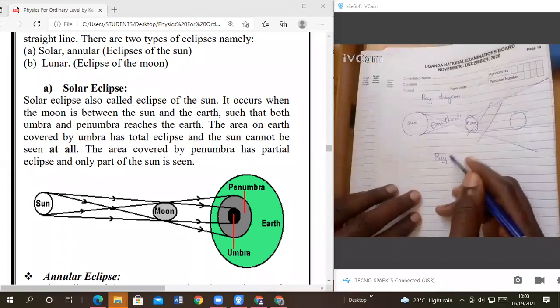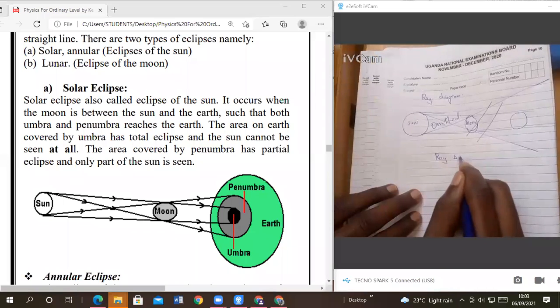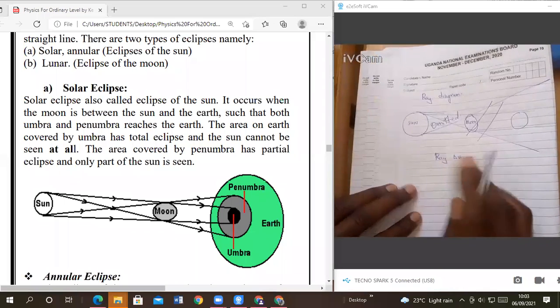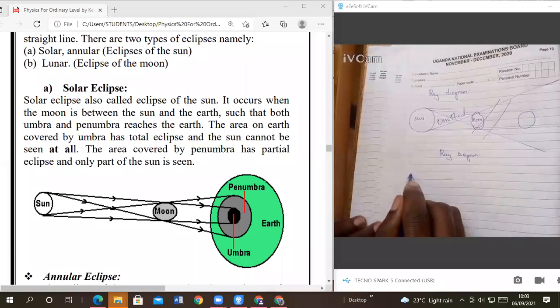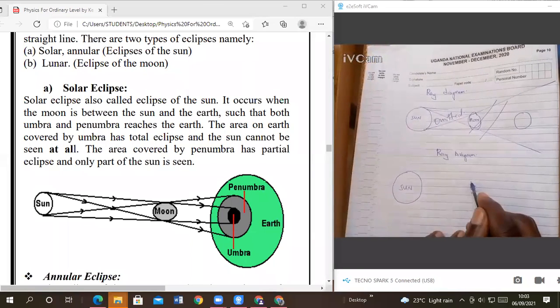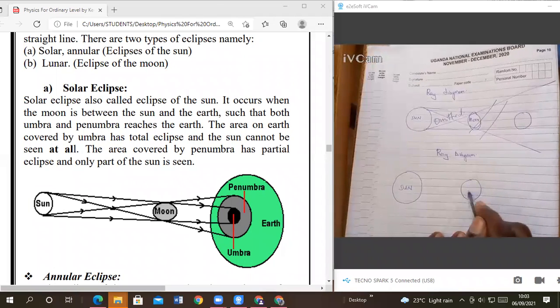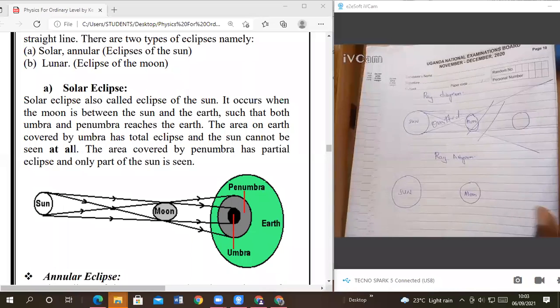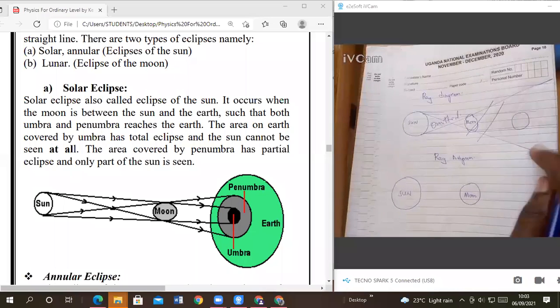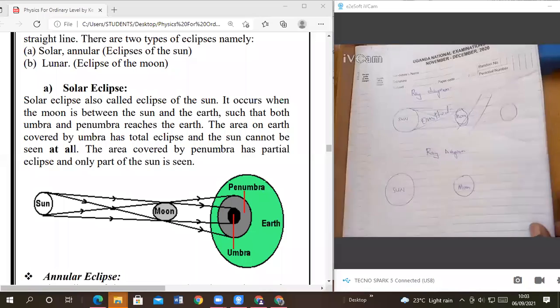I want to draw a clear one. Ray diagram. You start by drawing the sun. Then you come and draw the moon. So I'm first going to leave the earth. The shape of the earth will be formed from this ray diagram after drawing, okay?